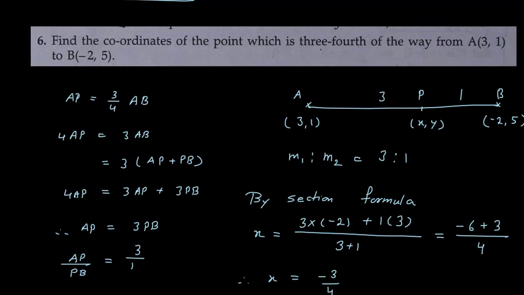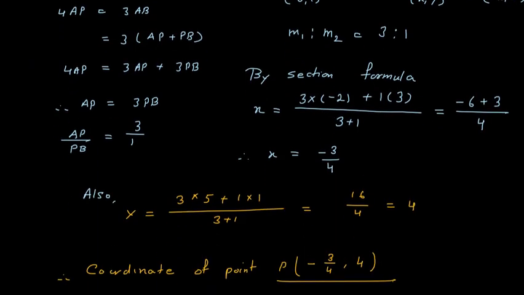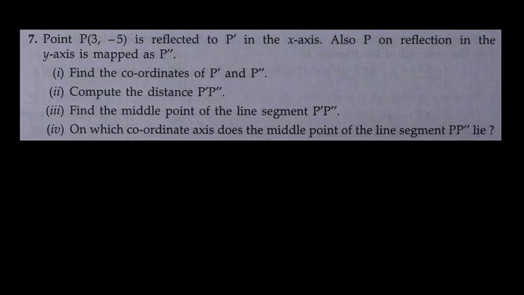Point P (3, -5) is reflected to P dash. So if P is (3, -5), P dash is reflected in the x-axis, so its y coordinate will change. -5 will become +5. Also, P on reflection in the y-axis: when we reflect in the y-axis, its x coordinate sign will change. So it will become (-3, -5). I have to find the coordinates of P dash and P double dash. That we have already done.